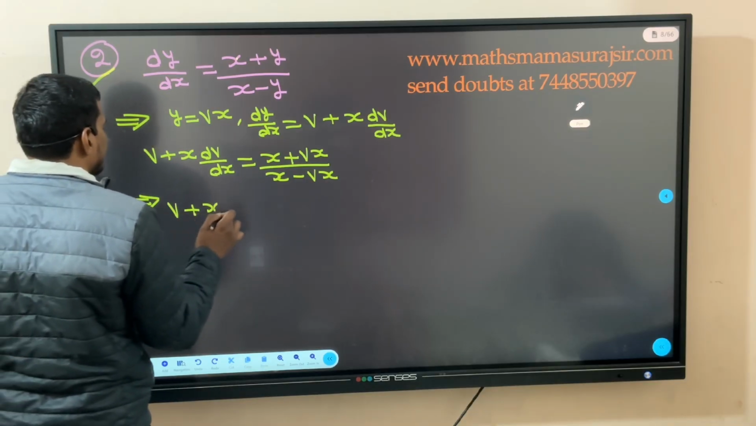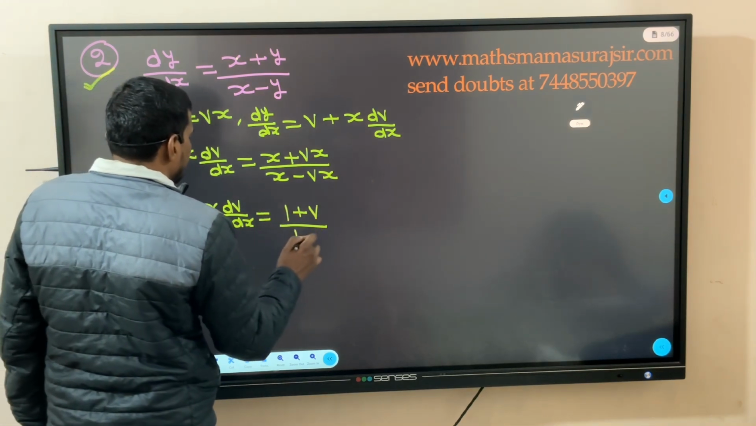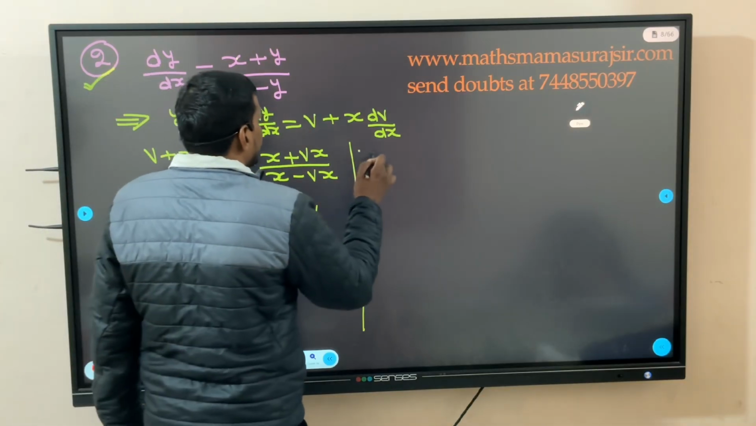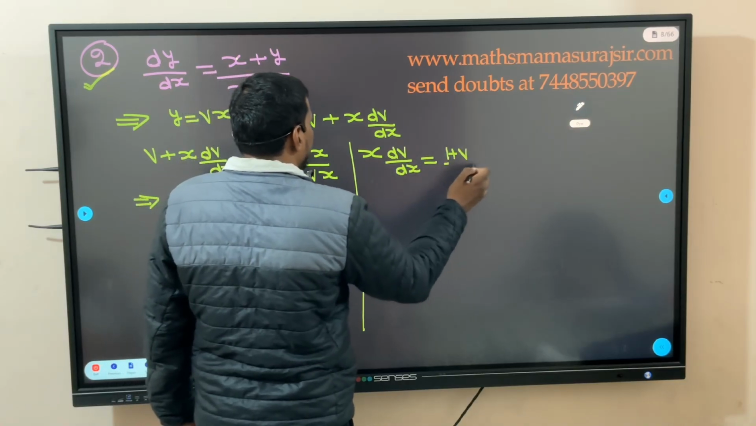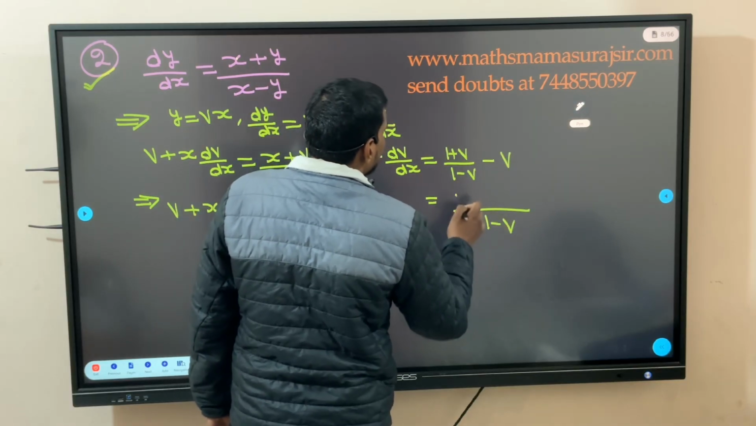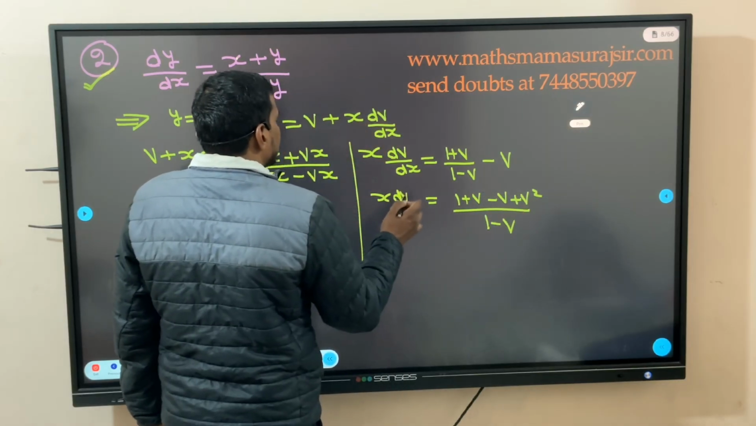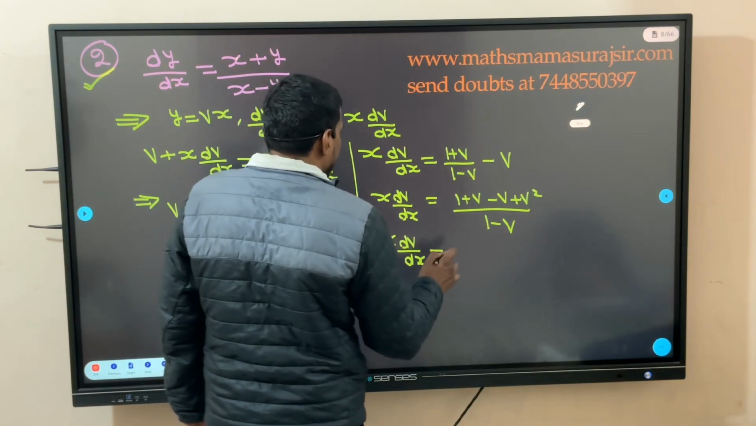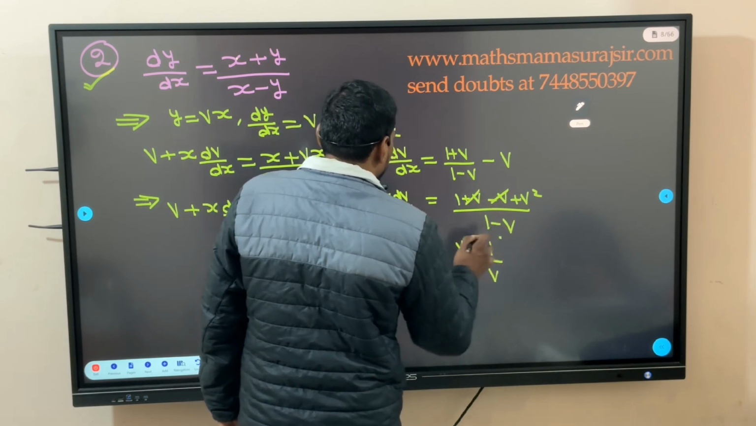Finally, v plus x dv by dx, x gets cancelled, 1 plus v by 1 minus v. And if you bring this to the other side, guys, you will get x dv by dx. This is 1 plus v divided by 1 minus v minus v. So here you keep 1 minus v, 1 plus v minus v plus v square, x dv by dx. Here you have x dv by dx, and here v is gone, v square plus 1 upon 1 minus v.